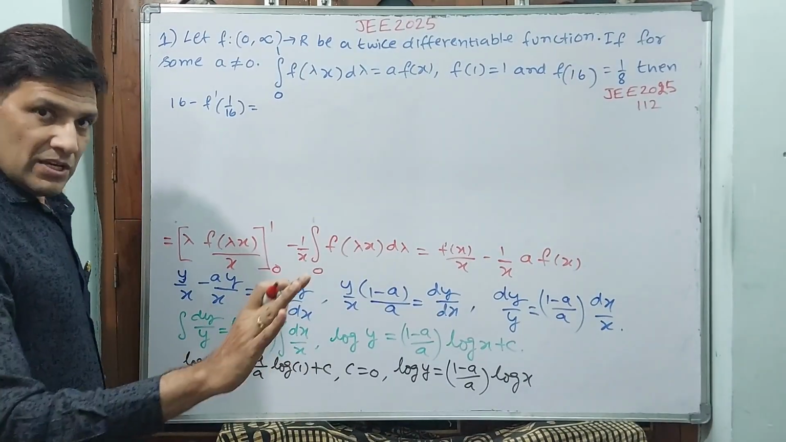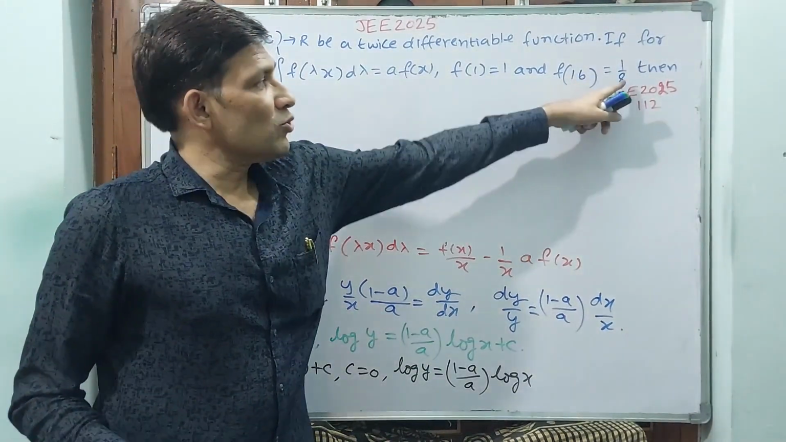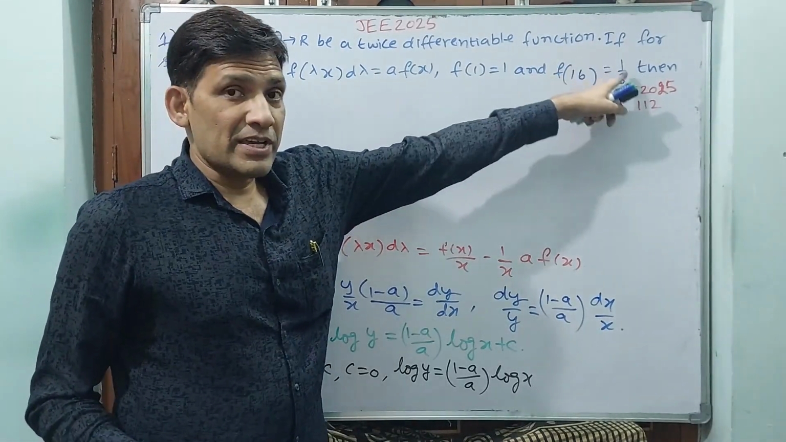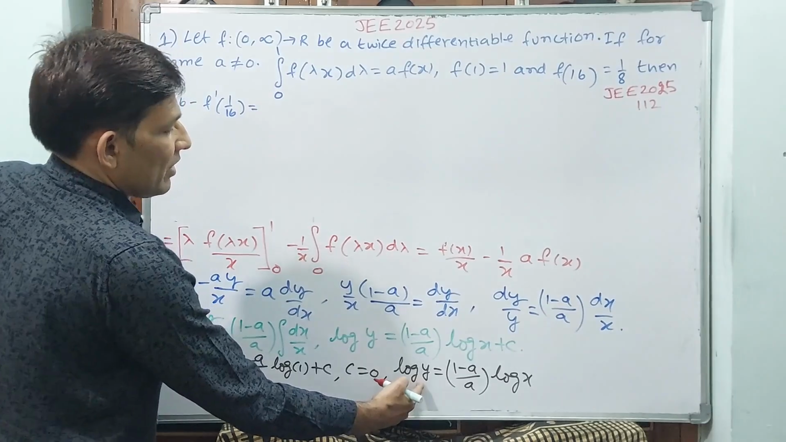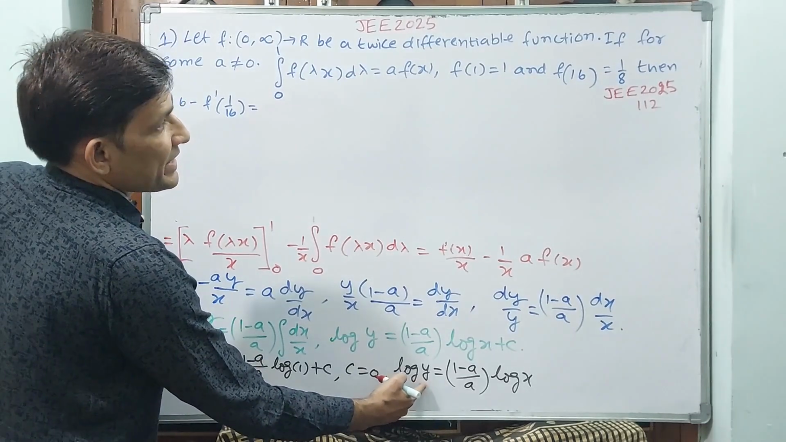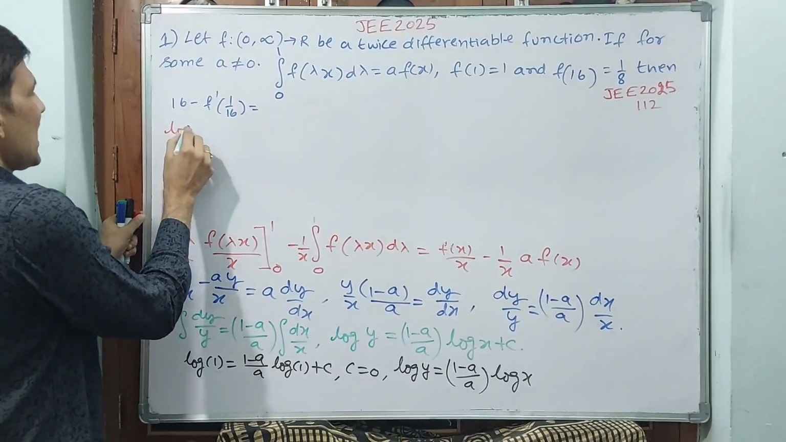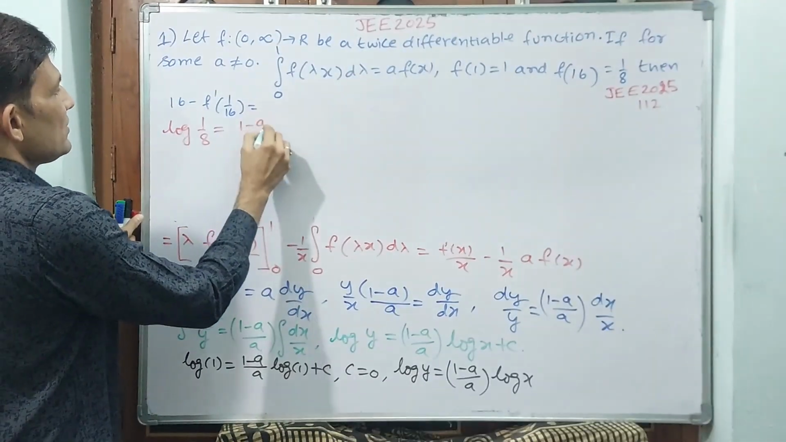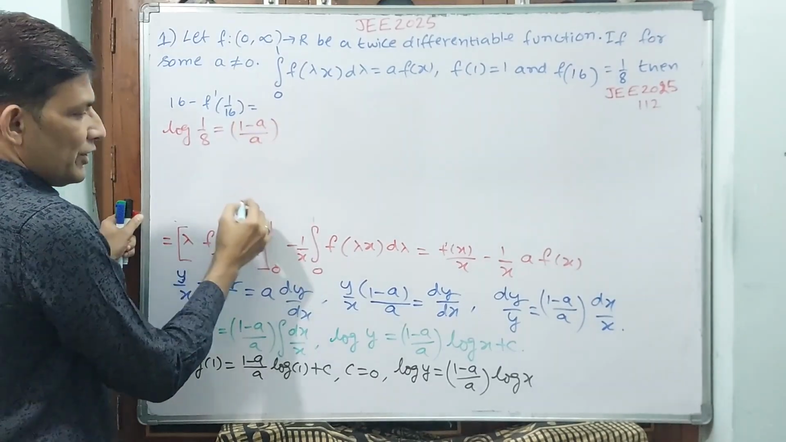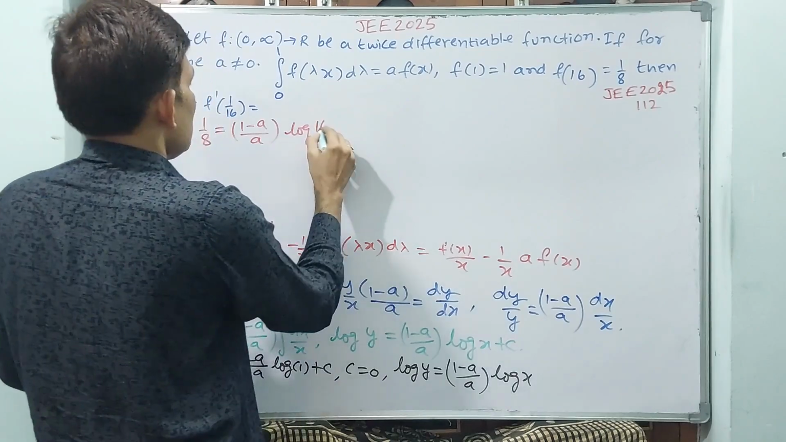Now you see, c anyway we have not written. Now f of 16 is equal to 1 by 8. That means x is 16, y is 1 by 8. Write down then. That means log of 1 by 8 is equal to (1 minus a) by a into log of x value, which is 16.